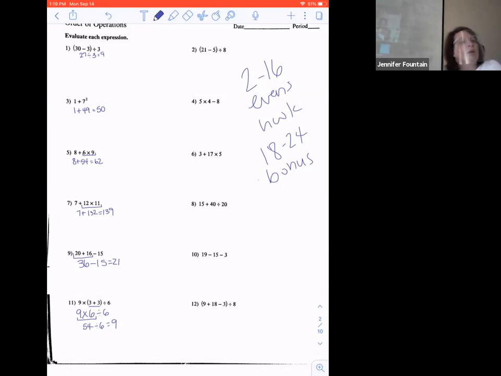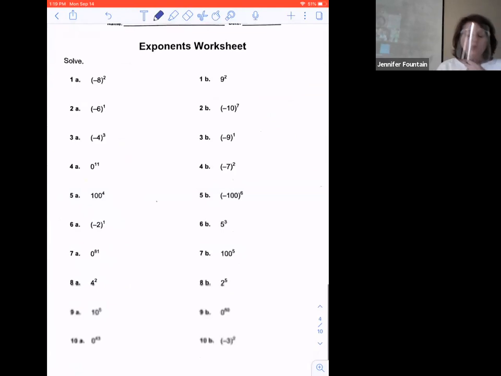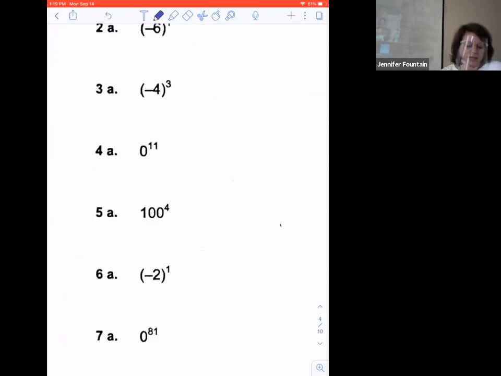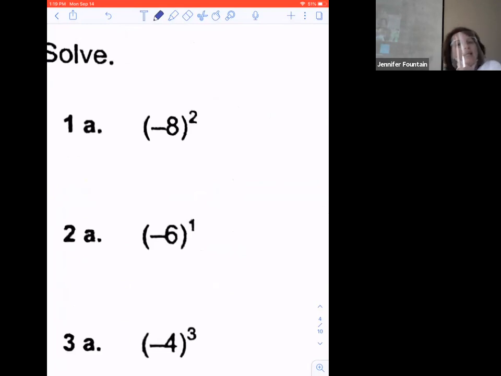So we've looked at squaring our numbers. We've looked at order of operations. The next thing we want to review is more exponents. But this time, instead of just squaring, I have any kind of exponent. Okay. So let's go down the A side. All right, so 1A, I have (-8) squared.